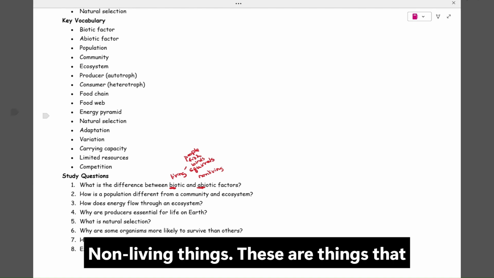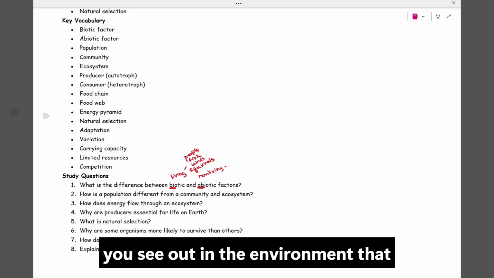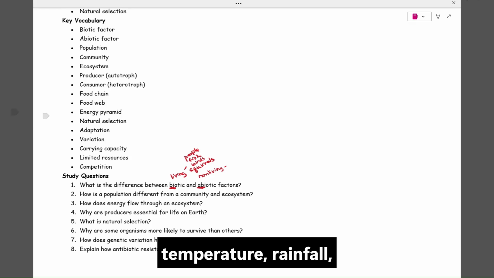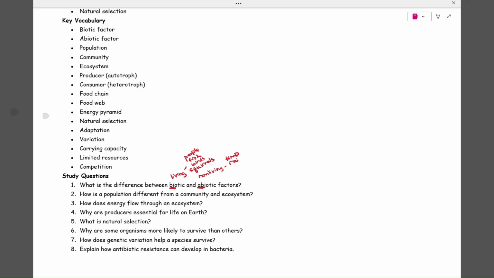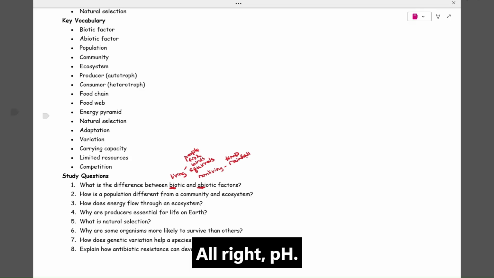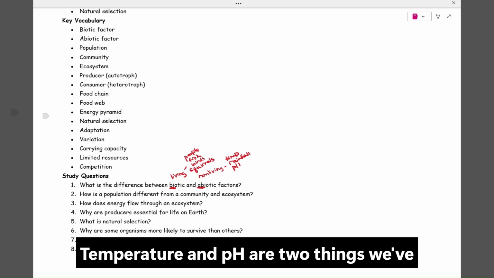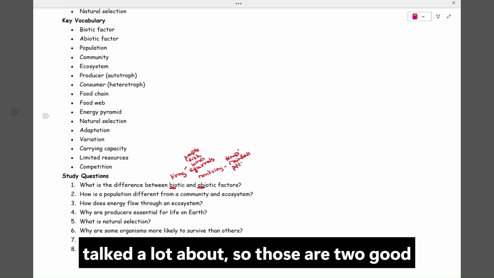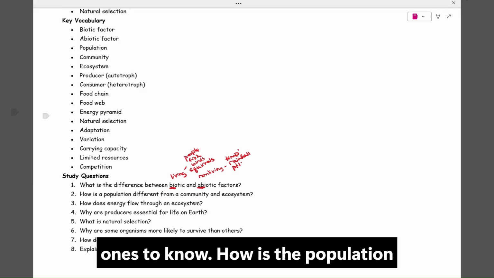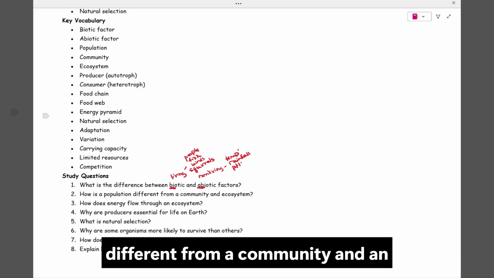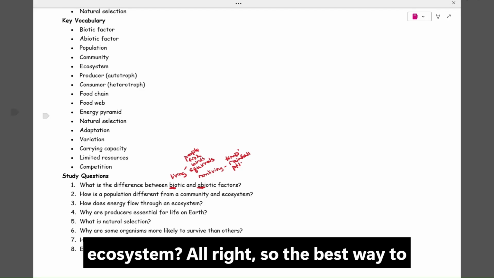Non-living things. All right, these are things that you see out in the environment that aren't living. So that would be temperature, rainfall, right? pH. Temperature and pH are 2 things we've talked a lot about, so those are 2 good ones to know. How is a population different from a community and an ecosystem?